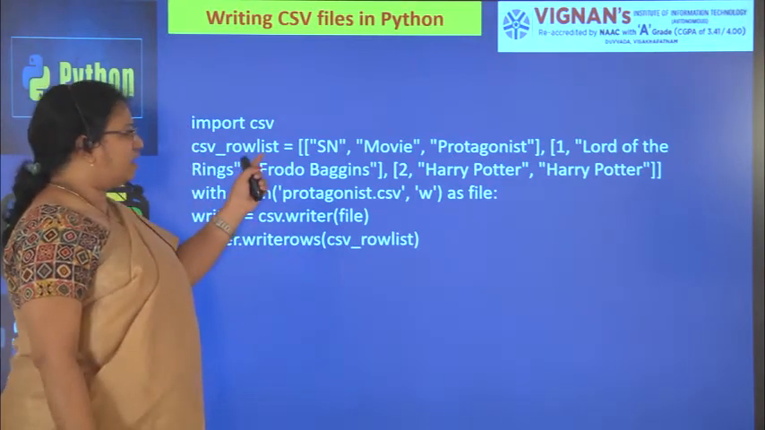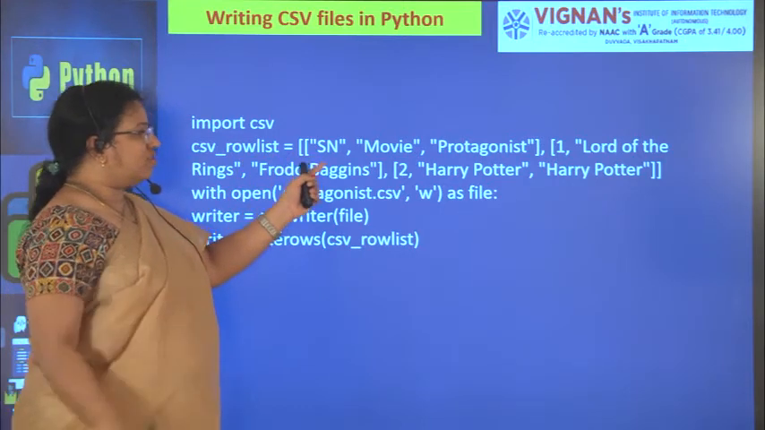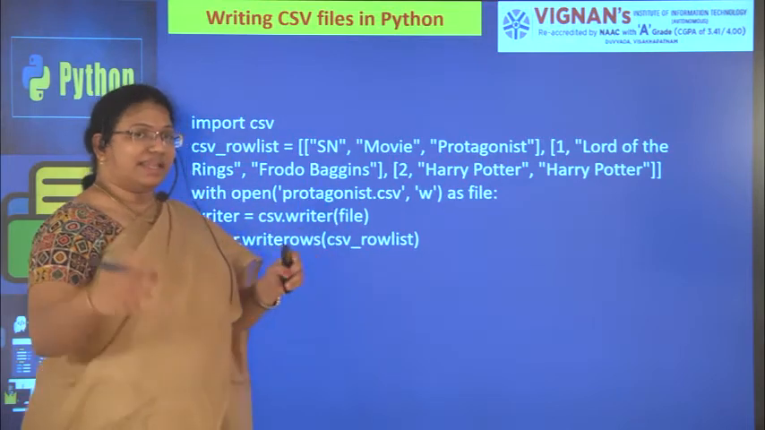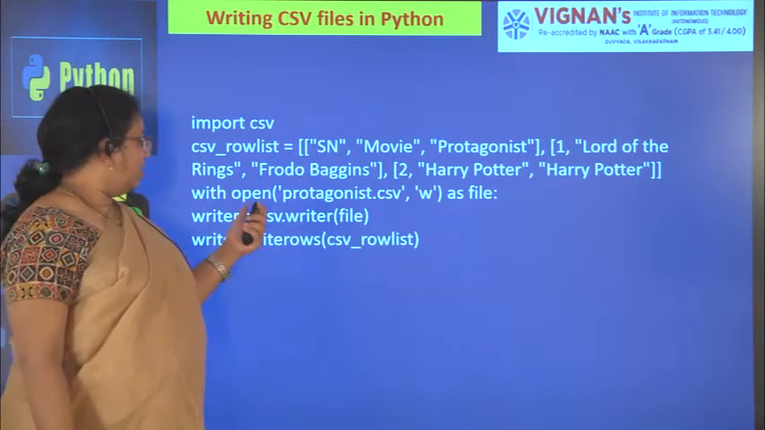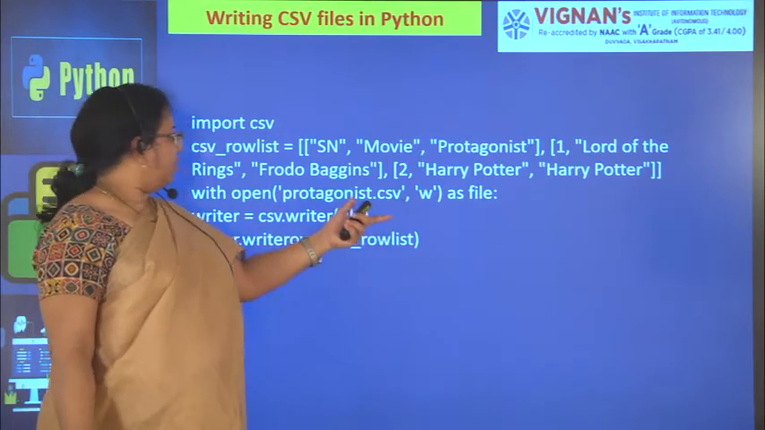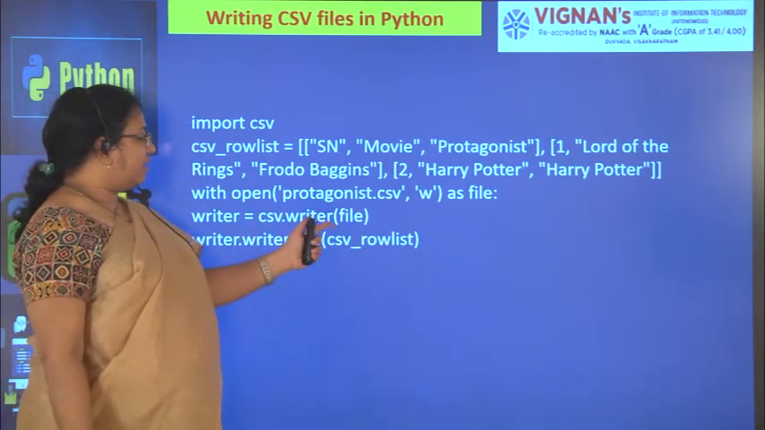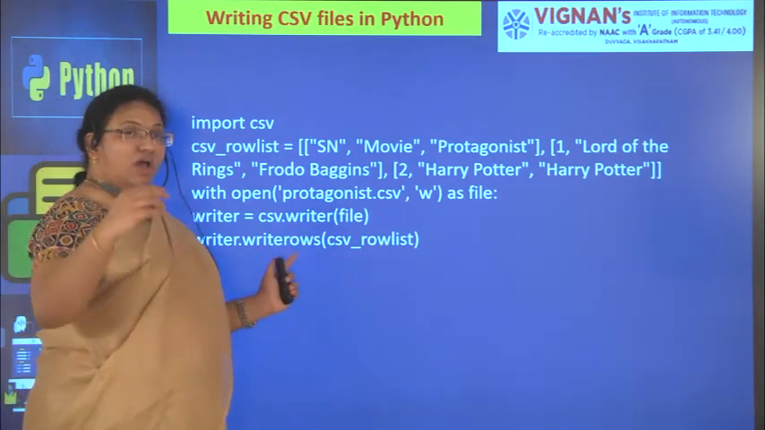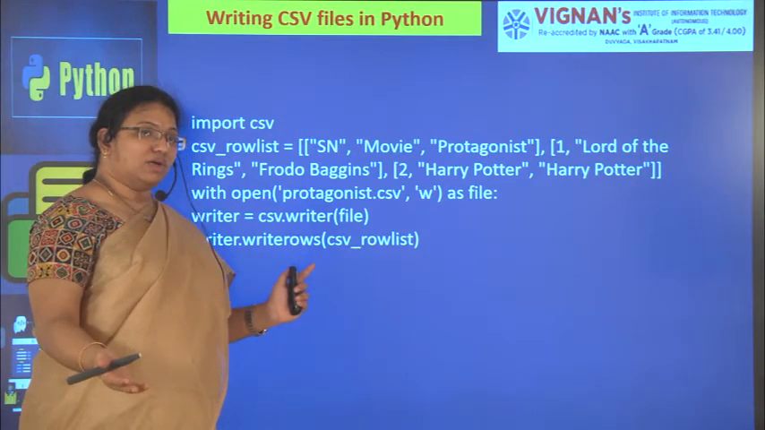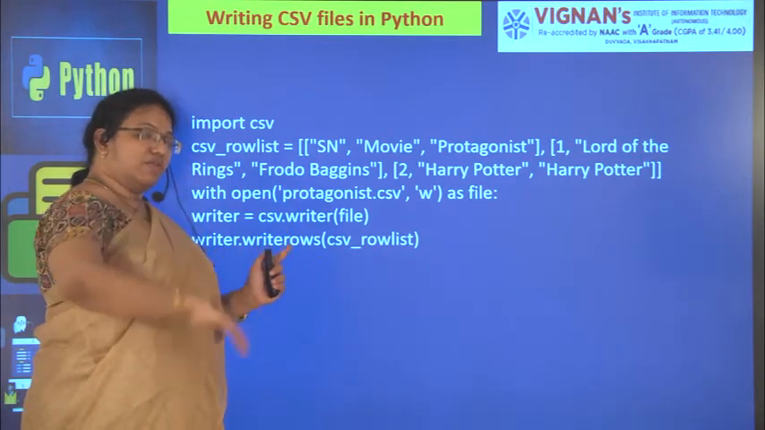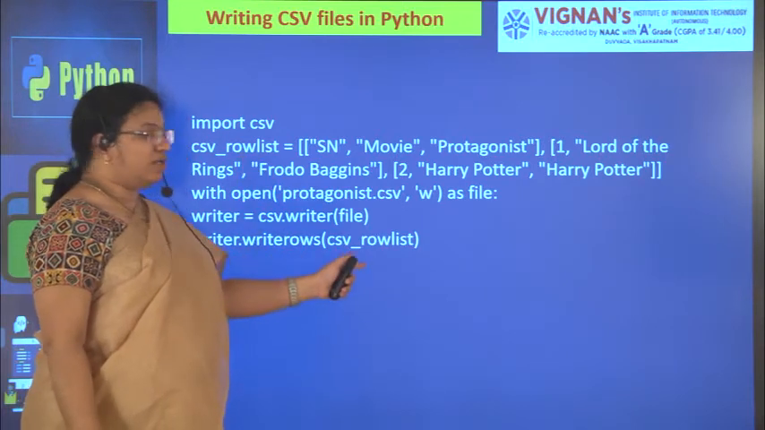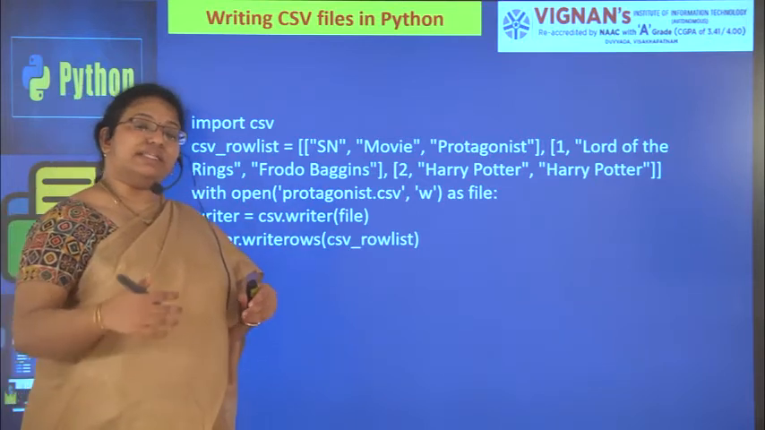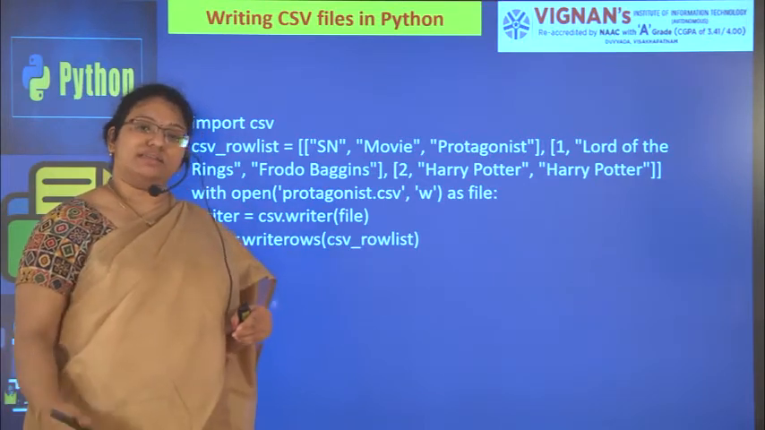So csv_row_list is equal to, I'm mentioning here, the first row as serial number, name, protagonist, and the movie names, just like a list I'm passing here. Now I'm opening the file in CSV mode, then csv.writer of file, so its object is created. Now I'm going to insert all the rows at a time. First I created the list of rows to be inserted, and I'm simply passing csv_row_list, which inserts all the rows at a time into your CSV file.